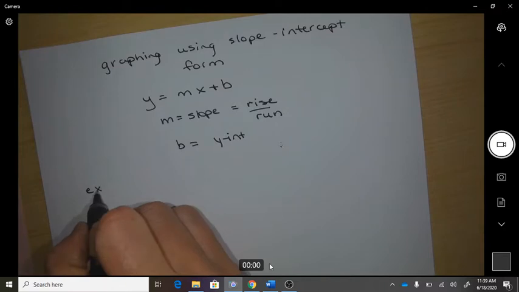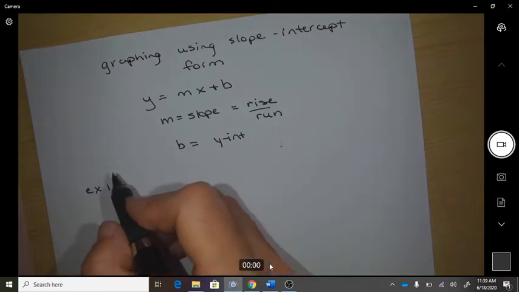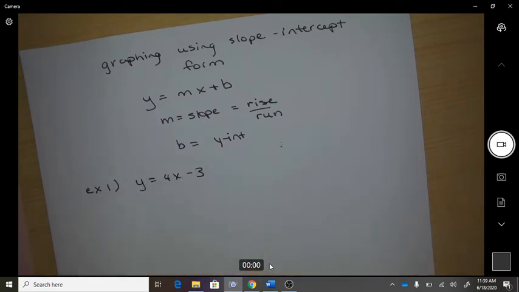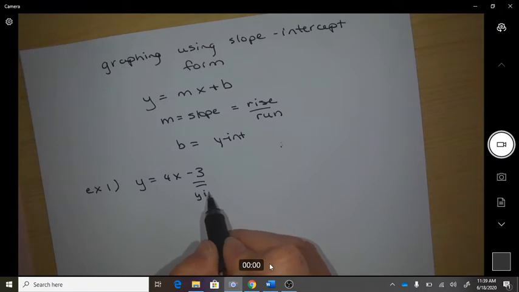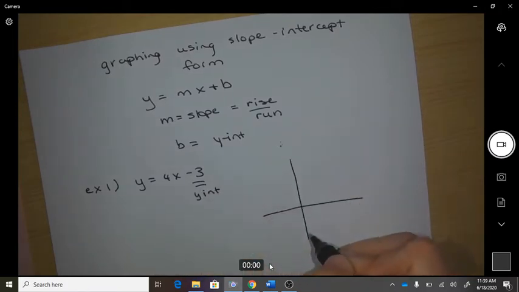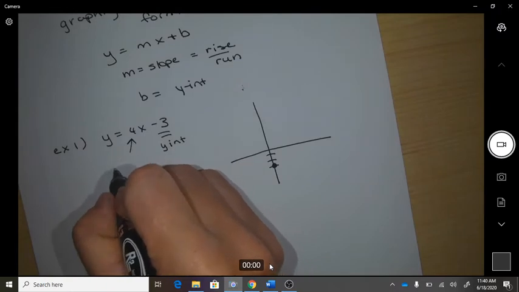Okay, so example 1. We're going to go y equals 4x minus 3. First thing I'm going to say is that this is the y-intercept, right there. So negative 3 is the y-intercept. And this is the slope.